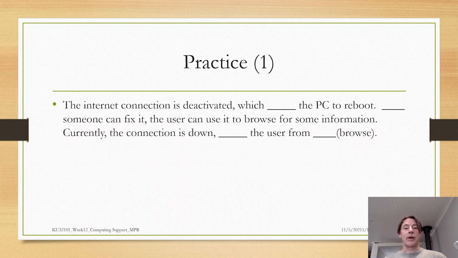Here's our practice for this week. Have a look here at this example and please answer the questions and be ready to provide it at the practicum. So the internet connection is deactivated, which the PC to reboot, someone can fix it, the user can use it to browse for some information. Currently the connection is down, the user from something. Please fill in the blanks in this and remember to link them using cause and effect.